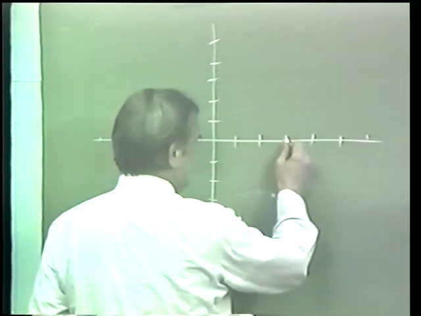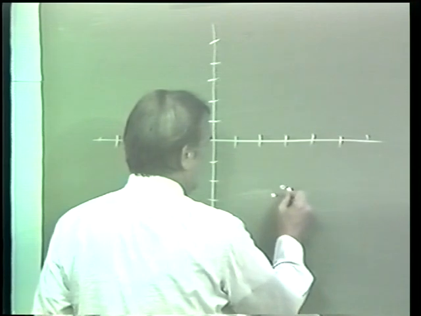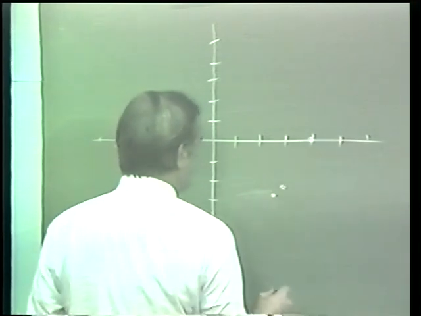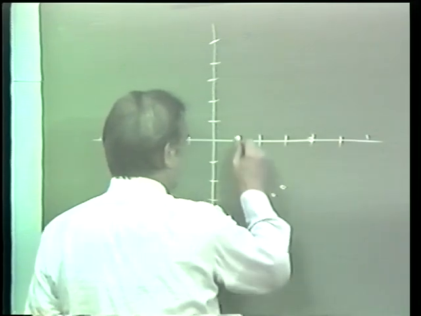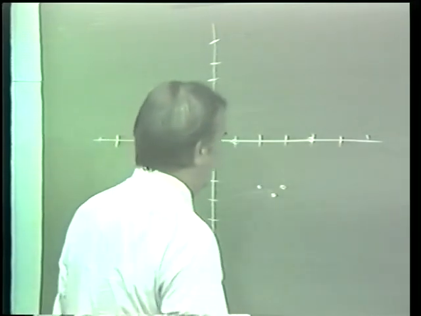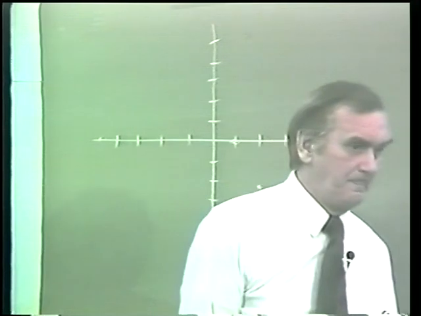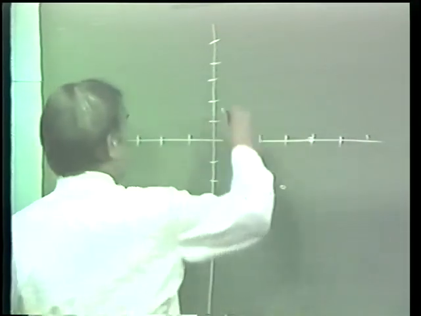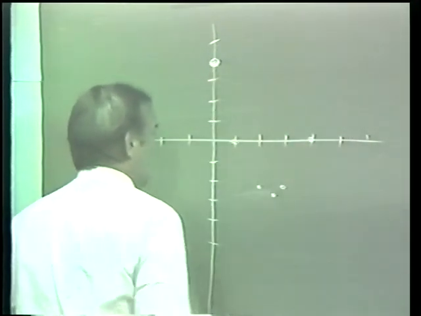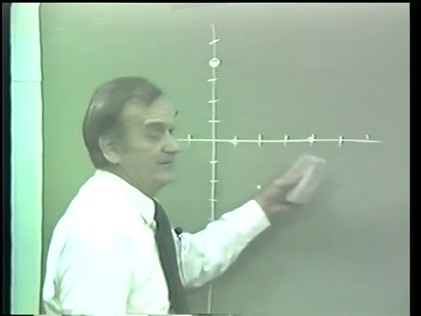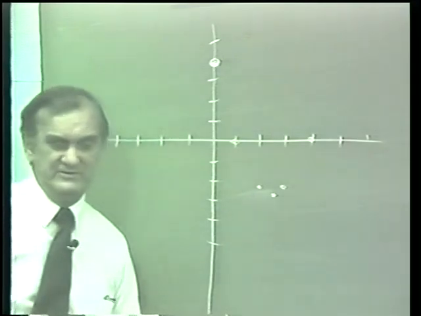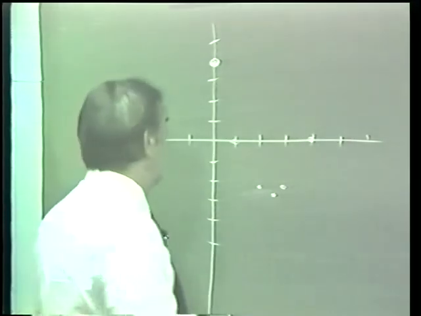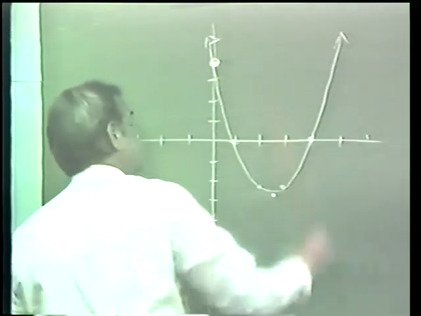Next point is (3, -2), and we have (4, 0). We have (2, -2), we have (1, 0). And there are all the points from our chart. Our y-intercept is (0, 4). Our x-intercepts are, well, we have them already, (1, 0) and (4, 0). So there are the points you need. You now play follow the dot. And there is the parabola.